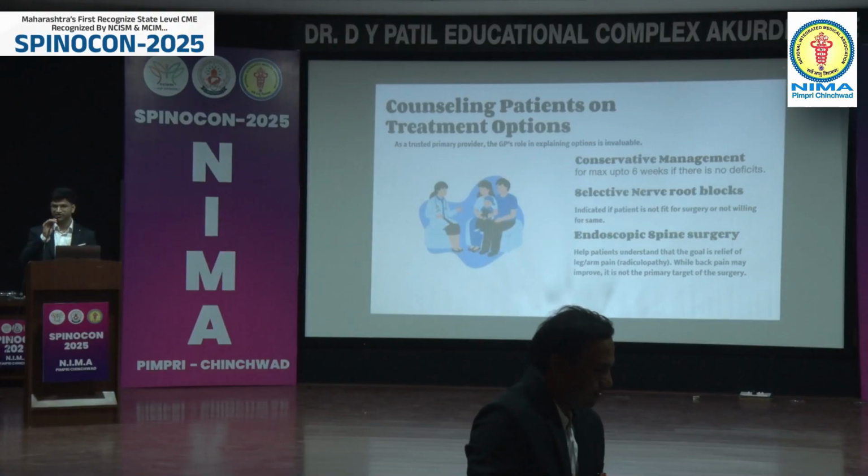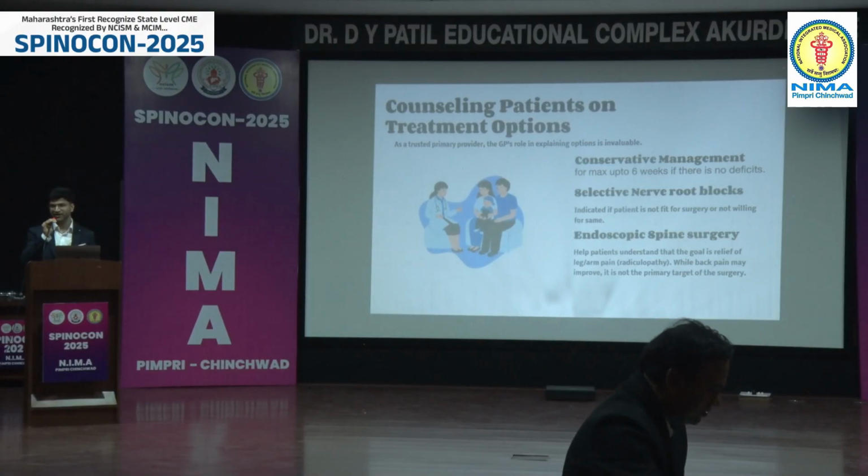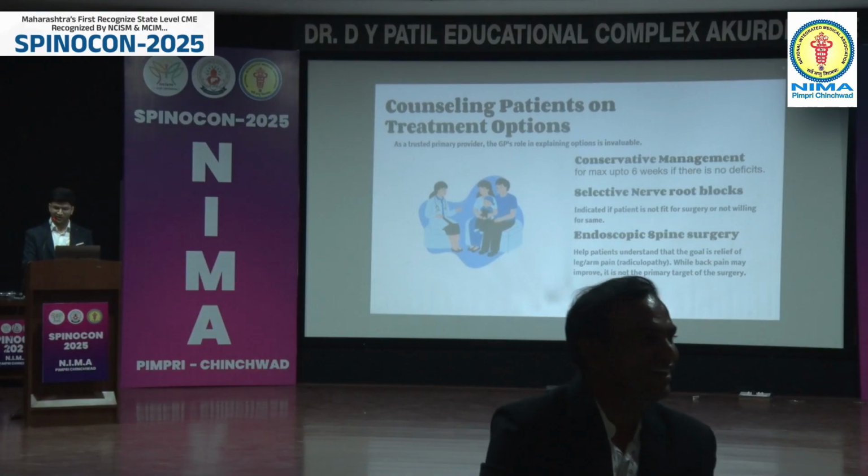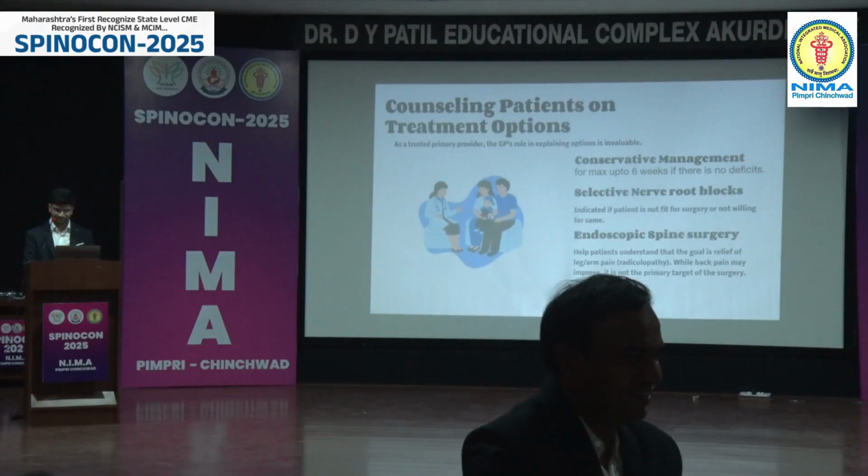But what if the patient is quite aged? Patient age is more than 80 years. If the patient had 2 CABGs, bypass surgeries, in the past, or for some reason the patient doesn't want to undergo surgery, then we can always give an option of selective nerve root blocks.